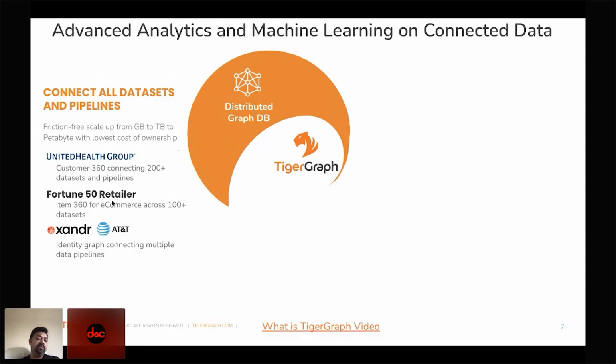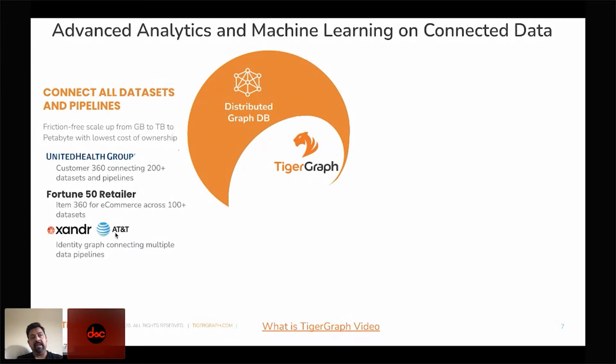Second customer that you see here is a large Fortune 50 retailer. We have built an item 360 for their e-commerce, and this is across 100 different data sets. You're starting to see a common theme here. Whenever people want to build a real-time 360 across a large number of diverse data sets and pipelines, they are using Graph Database to connect all data sets and pipelines in real time.